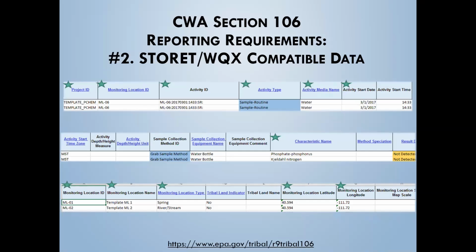So these include, but are not limited to, project name, project identifier, monitoring location, latitude and longitude of that location, the GPS data collection method, county and state codes, activity types and start date, and monitoring characteristic name. So all of these that I just listed are starred on this slide in these various columns, so you can see what is needed. If you submit your data directly into WQX, that will complete this 106 reporting requirement.